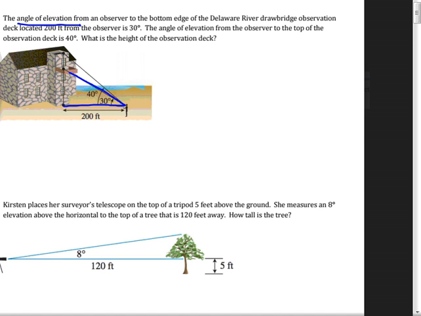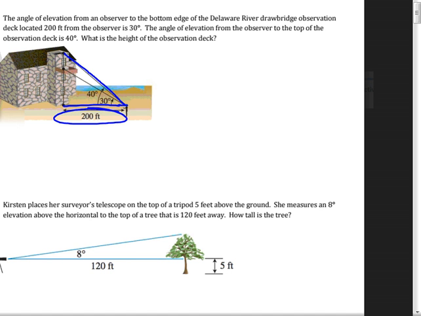The angle of elevation from an observer to the bottom edge of the Delaware River drawbridge observation deck, located 200 feet from the observer, ooh, good, it says the 200 labeled here, is 30 degrees. Okay, so then how come we have another one? The angle of elevation from the observer to the top of the observation deck is 40 degrees. What they're saying is, he has to tilt his head and look up at a sharper angle to the top.